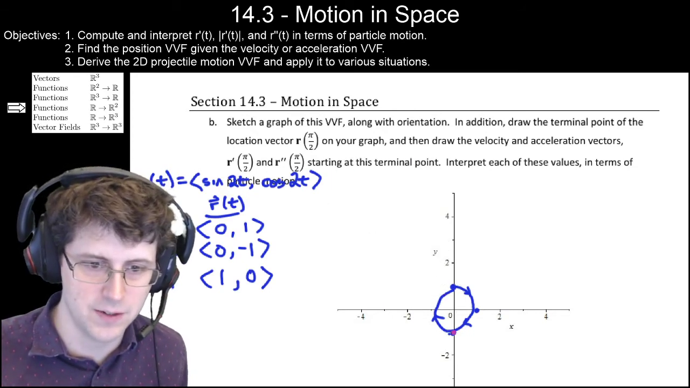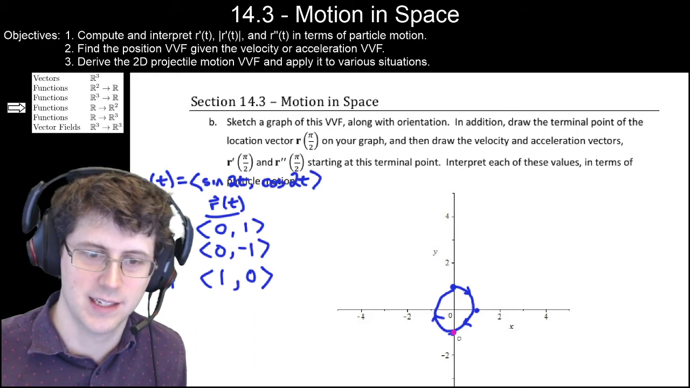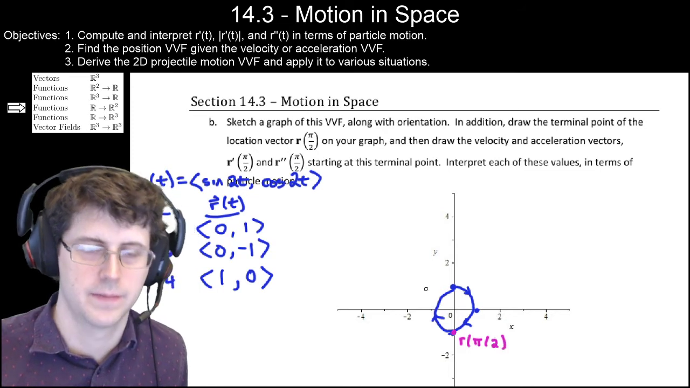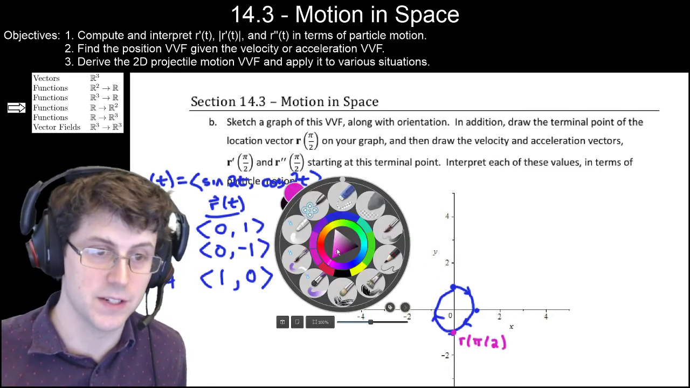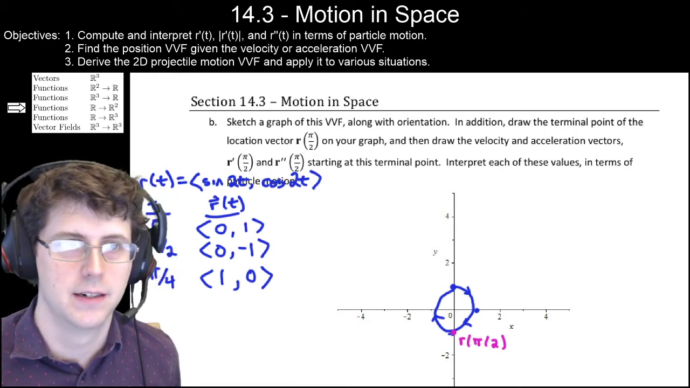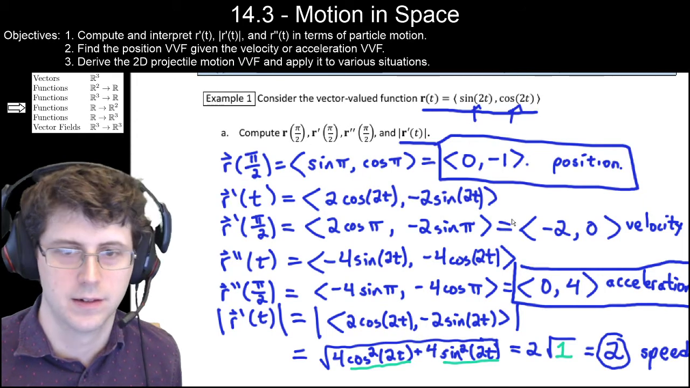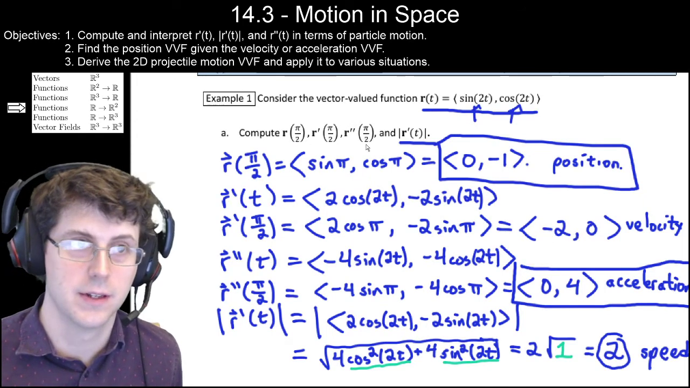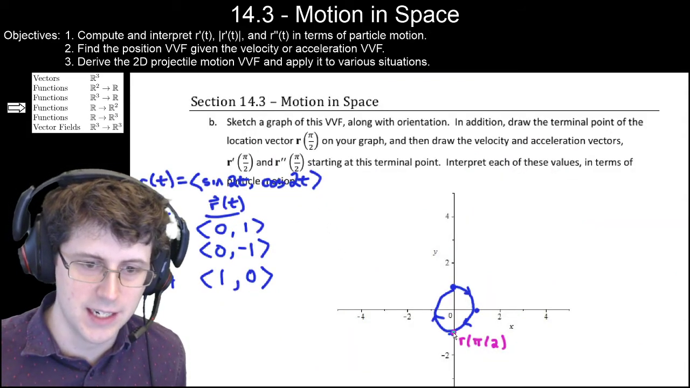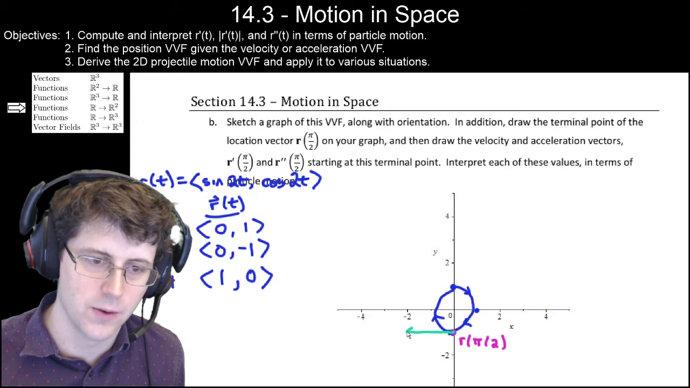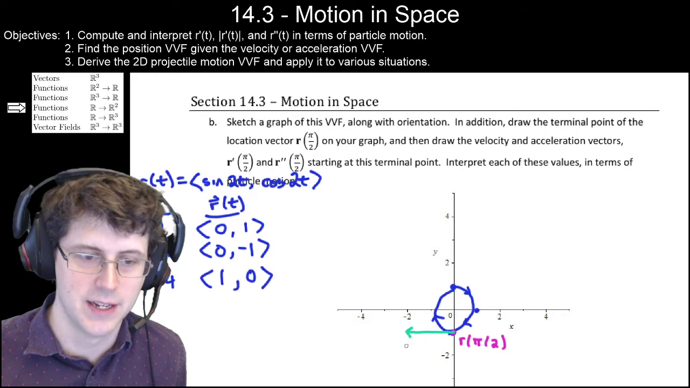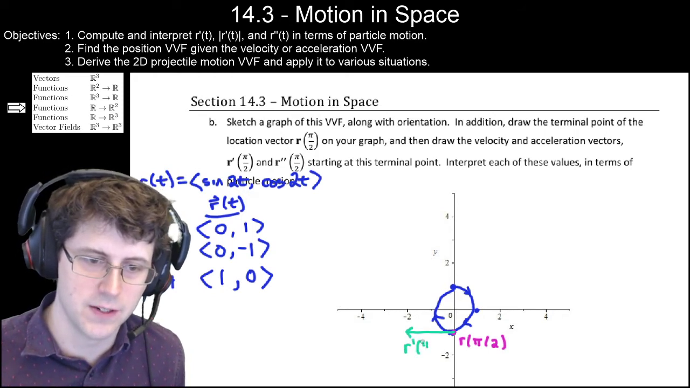Okay, well, r of pi over 2 represents this point. It's the terminal point. R prime of pi over 2 is the velocity vector. Let's look back at what it was. It was minus 2, 0. To draw the velocity vector, we like to start at the position and then go wherever it says to go. So minus 2 comma 0 means go to the left 2 and don't go up or down. This is r prime of pi over 2.